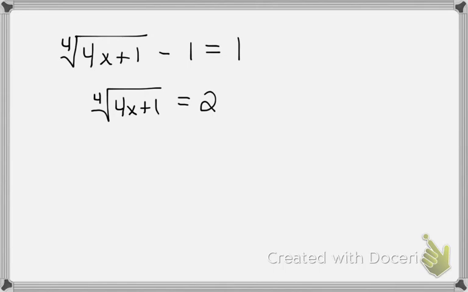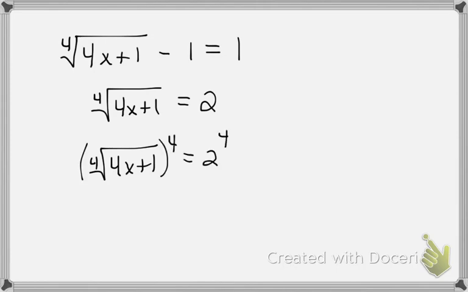Now what do I do? Raise both sides to the fourth power. What's going to get rid of a fourth root? A fourth power. I don't know how to say that. Raise to the fourth power. With that root. Quad it. Yeah, that root. Quad it.